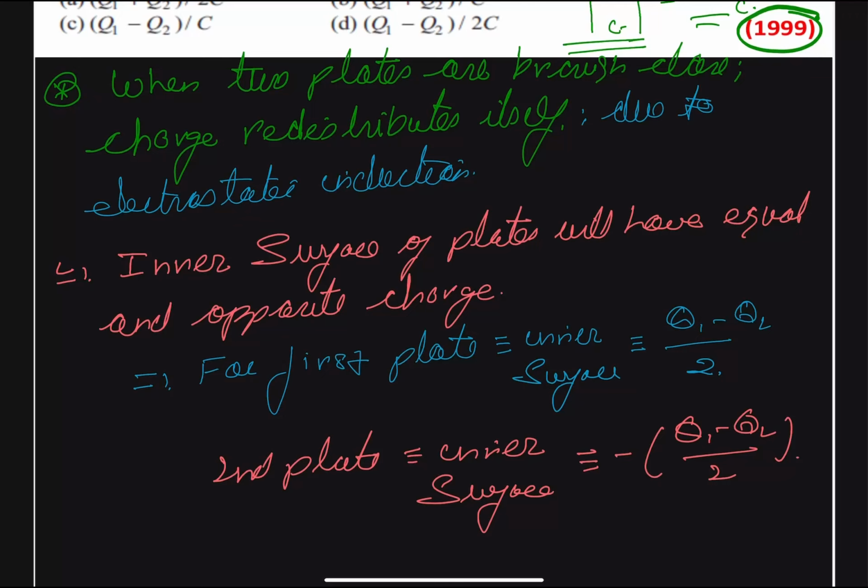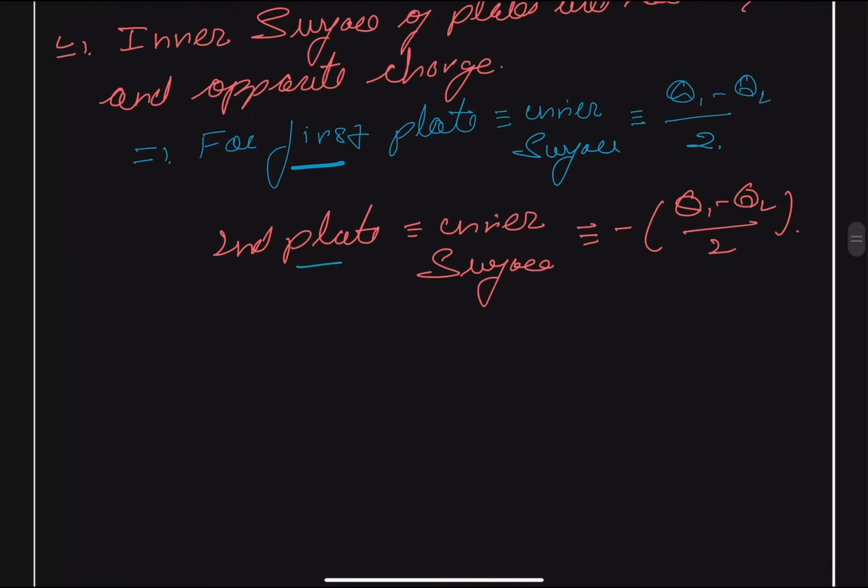And if we add these two charges, the sum of the inner plate charges, first added with second, will become equal to 0. But according to the conservation of charge, before the plates were brought together, the charges were Q1 and Q2. So the total charge will be Q1 plus Q2. Even if they are brought together, the net charge should be Q1 plus Q2. So we have to remember that thing.